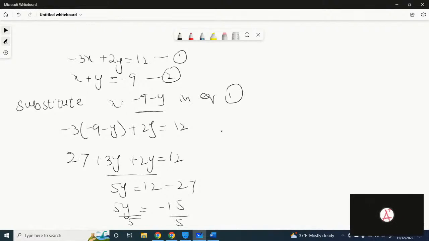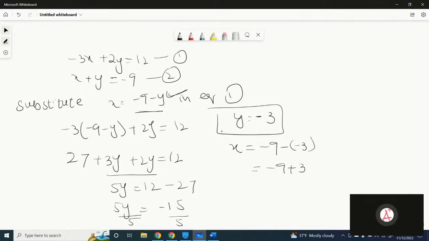That means y equals negative 3. Just put y equals negative 3 in this equation and you can find the value of x. x equals negative 9 minus y, so negative 9 plus 3, which is negative 6. So x equals negative 6. This is the solution of the system. Okay, let's start with the test questions.